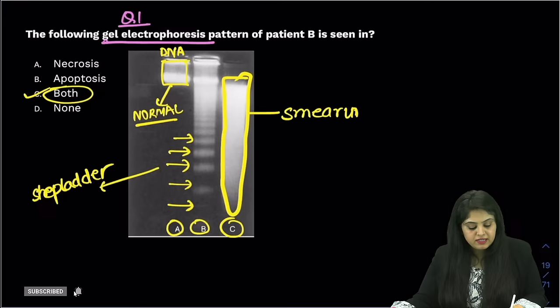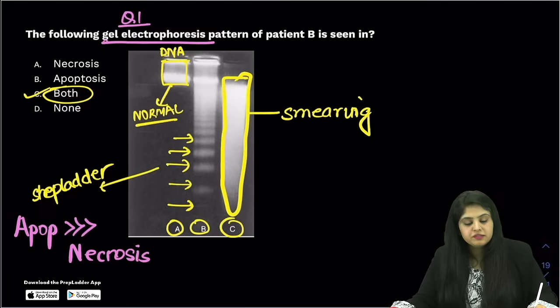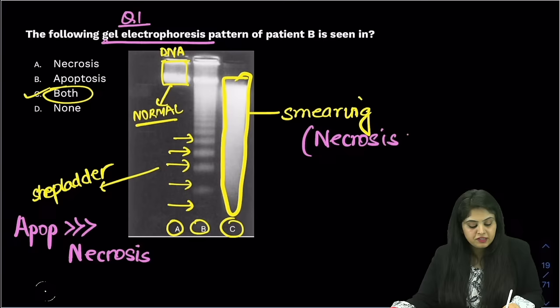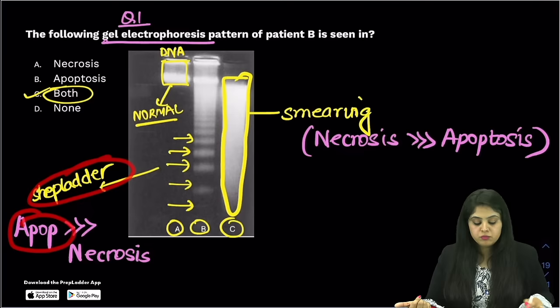So guys, tell me something, where do you see step ladder? Both. So if you had to select one, even I would have selected apoptosis as the best answer. But actually, this is not a specific thing. Neither of them are specific. Like in smearing, I will select necrosis always. But again, neither of them are specific. Both are seen in both. That is how I have learnt it. Both the patterns are seen in both the cell deaths. But if I have to select one, then step ladder is seen in apoptosis more commonly. Smearing is seen in necrosis more commonly.